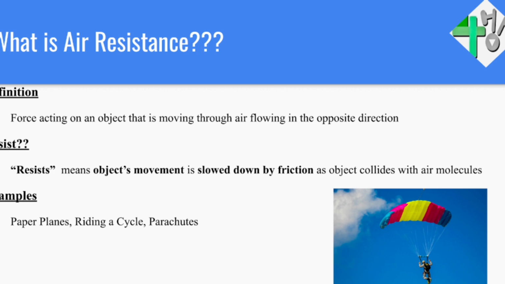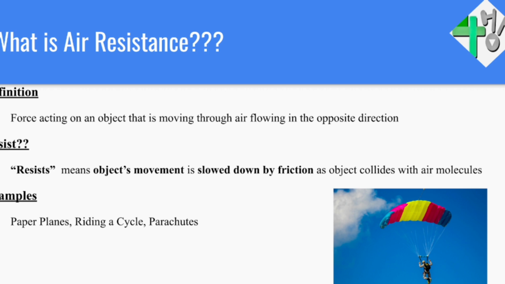What does the word resist come from, though? What does the prefix of that word come from? Resist means the object's movement is slowed down by friction as objects collide with air molecules, which makes sense because when an object's movement is colliding with air molecules, the forces are going to collide, and both of them are going to be slowed down due to friction. It slows down both movements: one object's movement versus the air molecules colliding from the opposite direction.